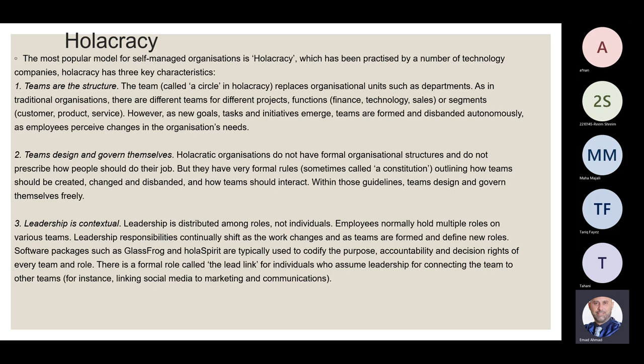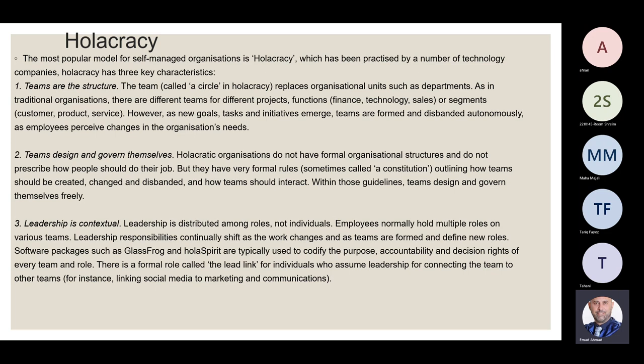The third characteristic of the holacracy organization is that leadership is contextual, which means there is no fixed leader or permanent leader for the team. So who is the leader of the team? Whoever has the most experience or the most say in a certain subject. If we are a team of five, sometimes you will find the member specialized in finance leading the team. The second day, you will find the marketing member is the leader. On the third day, you might find the member from research and development as the leader of the team. So there is no fixed or permanent leadership. Leadership depends on the context, on what we are doing.